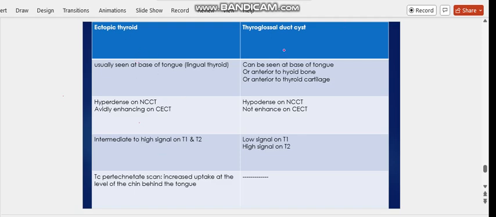Thyroglossal duct cyst can be seen anywhere along the pathway of the thyroglossal duct. So it can be seen at the base of the tongue, or anterior to the hyoid bone, or anterior to the thyroid cartilage. However, ectopic thyroid is usually seen at the base of the tongue. And that's why it's called lingual thyroid ectopia.